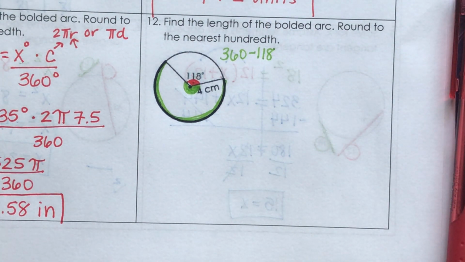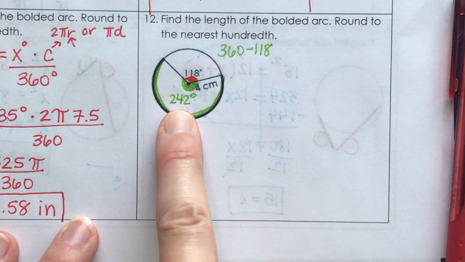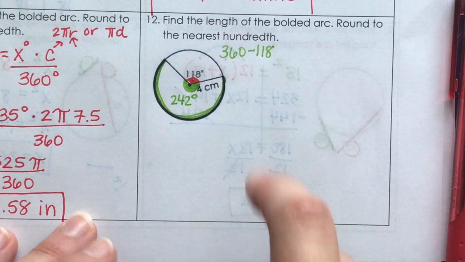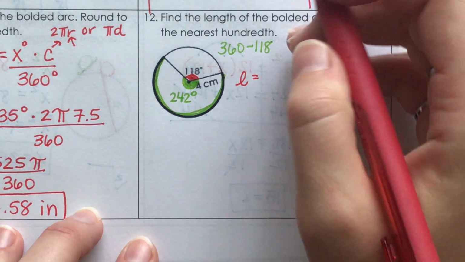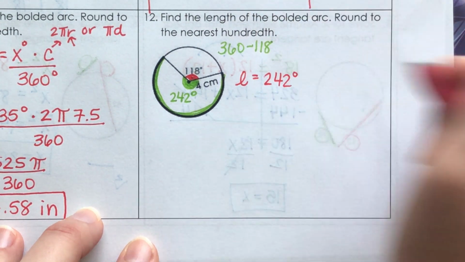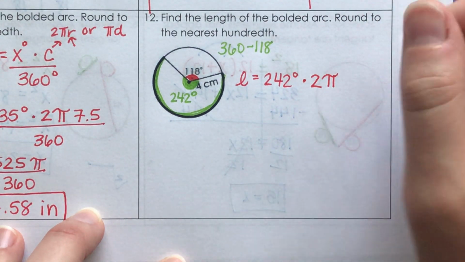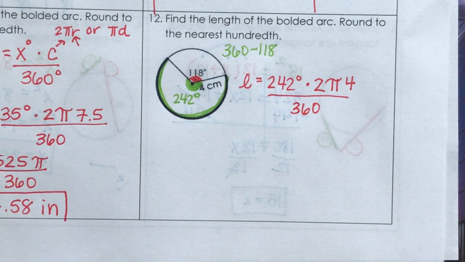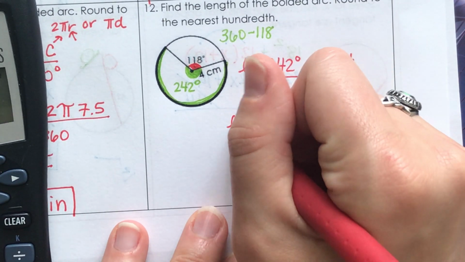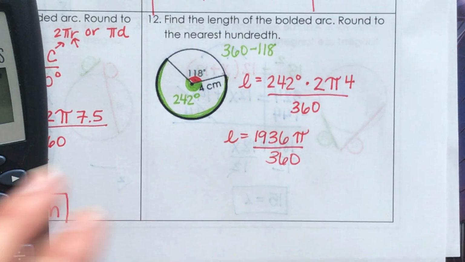When I do that, I get 242 degrees. So I've got my degree, I've got a radius, so now I can do the equation. Length equals my degree, 242, times my circumference, 2 pi r, and my radius is 4, all over 360. So I'm going to multiply the numbers on the top first. I get 1936 pi over 360.